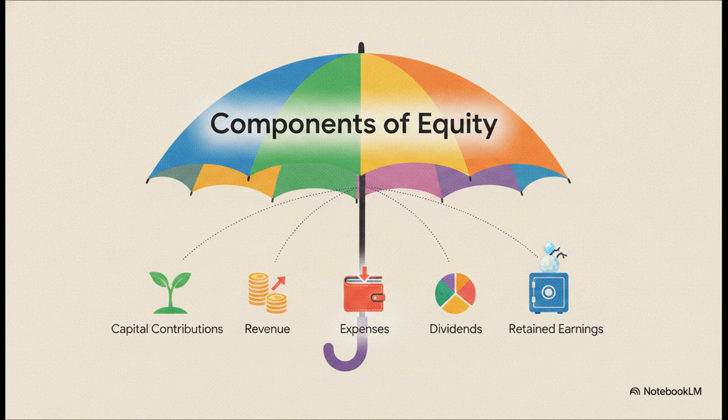In the expanded accounting equation, equity is broken down into all its moving parts. It includes the capital contributions from owners, the revenue the business brings in, the expenses it has to pay out, the dividends it distributes to its shareholders, and of course, its retained earnings, which are the accumulated profits kept in the business over time. By breaking equity apart like this, you get a much deeper, richer view of exactly how a business is actually performing.